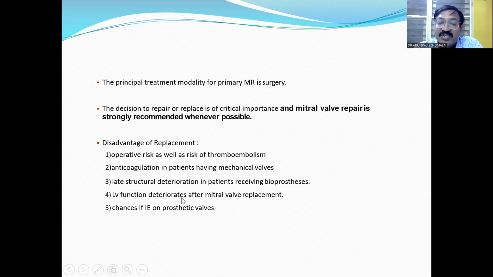Also, left ventricular function deteriorates after mitral valve replacement. So all these points are disadvantages. The main disadvantage is the risk of thromboembolism, and so we have to give lifelong anticoagulants. That's an important risk. So two surgical options are available: one is mitral valve repair, and the other is mitral valve replacement.